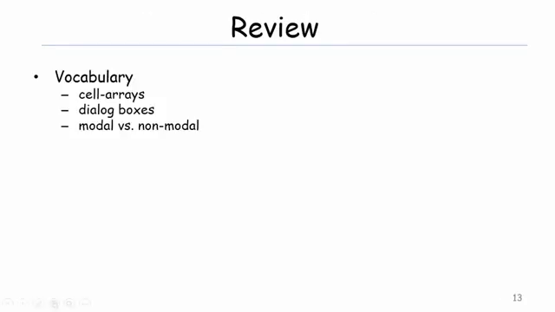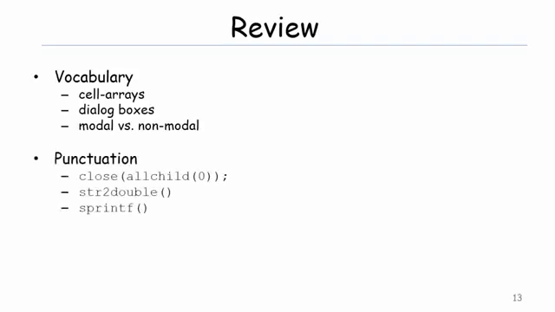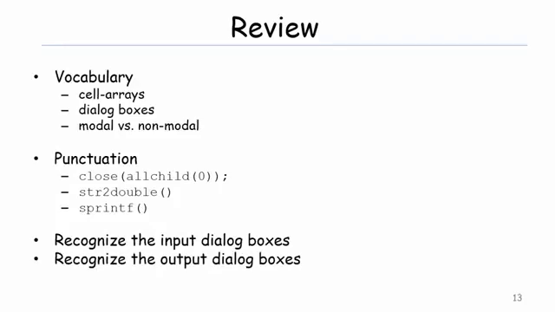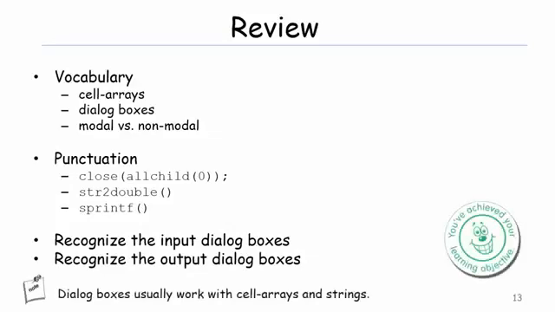As far as review, vocabulary words, we saw cell arrays, dialog boxes, and modal versus non-modal. Some of them will just show up and continue, and some of them will wait for you to work with. Punctuation, we saw close all, curly braces, string to double, and sprintf. But we can recognize the input from the output. There's a lot of input options, but there's really few output dialog boxes. Just remember that they usually work with cell arrays and strings, so we kind of have to go back and forth between the two data types constantly.